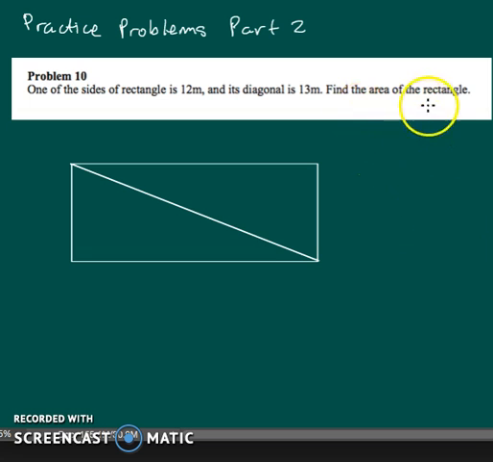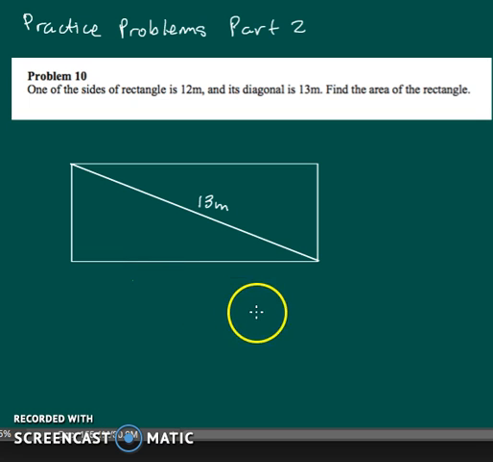So what I'm told here is that the rectangle's diagonal, and that's this line from one corner to the other corner, is 13 meters. So I'm just going to label that here. And now I know that this rectangle has two sets of equal sides, and one of the sides of the rectangle is 12 meters. So I have to decide whether I'm going to call this side here 12 meters or this side here 12 meters.